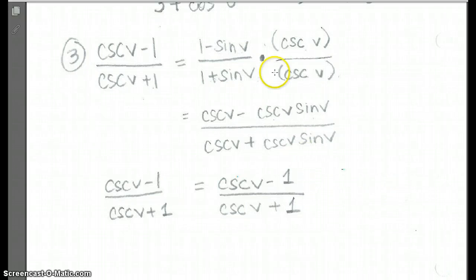Again, I'm only working from one side of the proof. It's not an equation. I can't cross multiply. I can't divide across the equal sign. These are not equations.